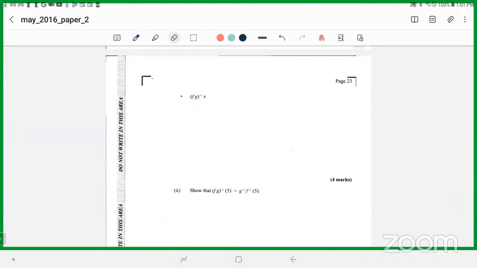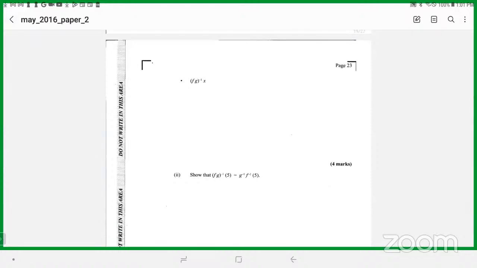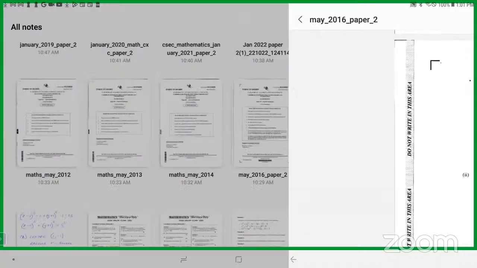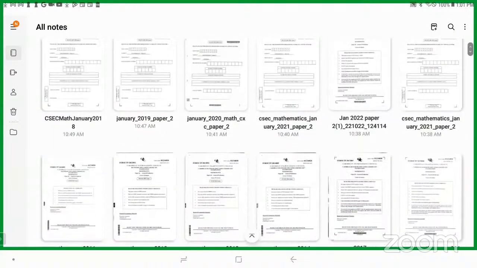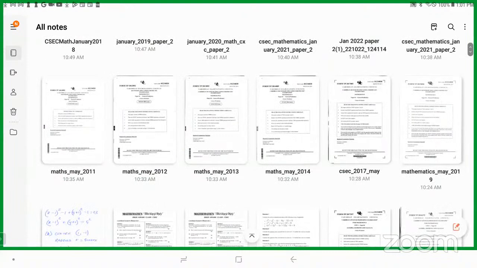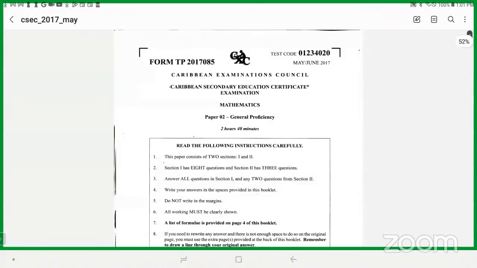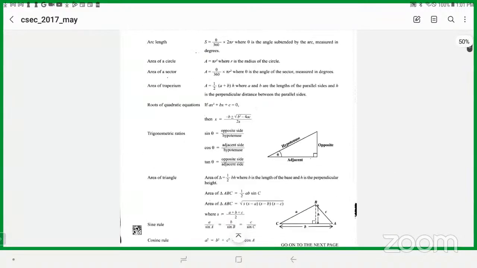All right. I want to do one more question before we finish. So bear with me. Let's do 2017 number 4. 2017 number 4. Where are you? 2017 number 4.